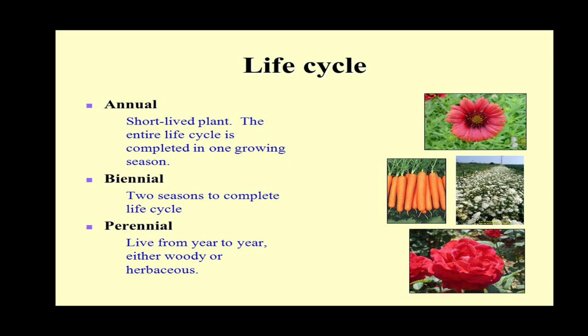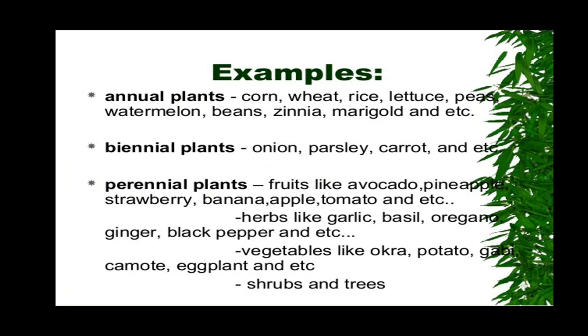Last is your perennial plants. So these plants live for many years. They produce flowers and fruits a number of times in their lifespan. And mango, guava, neem are certain examples of your perennial plants. Here are some other examples of annual, biennial, and perennial plants.